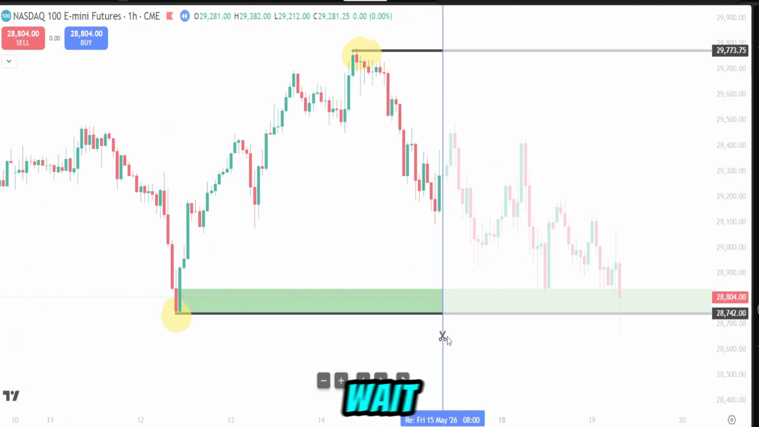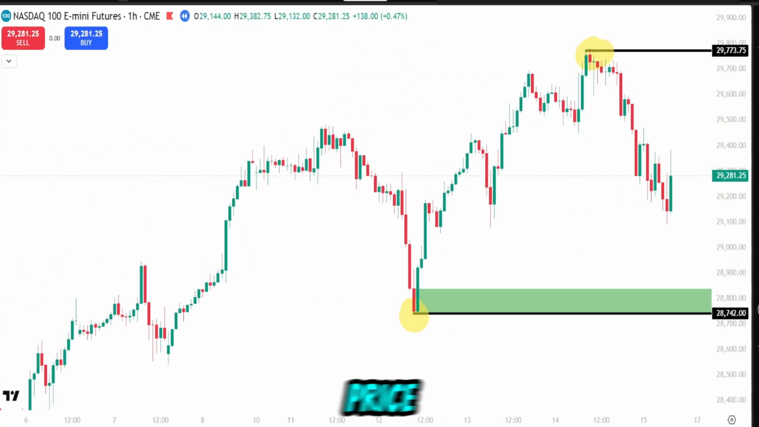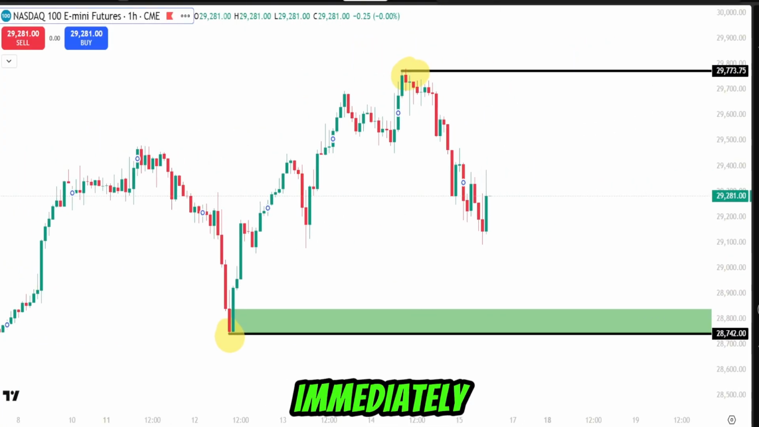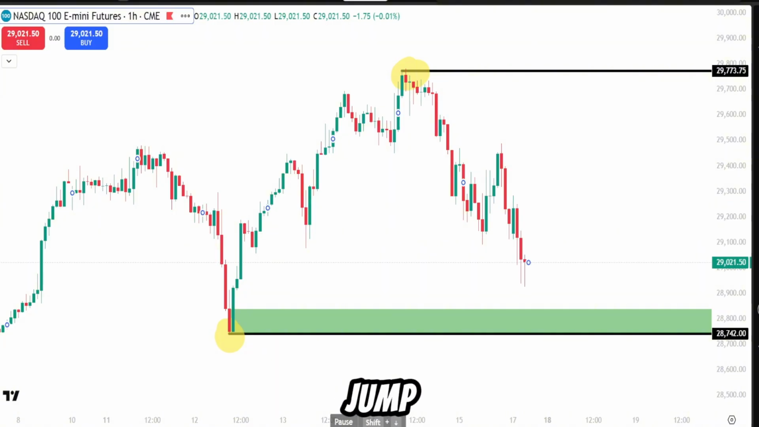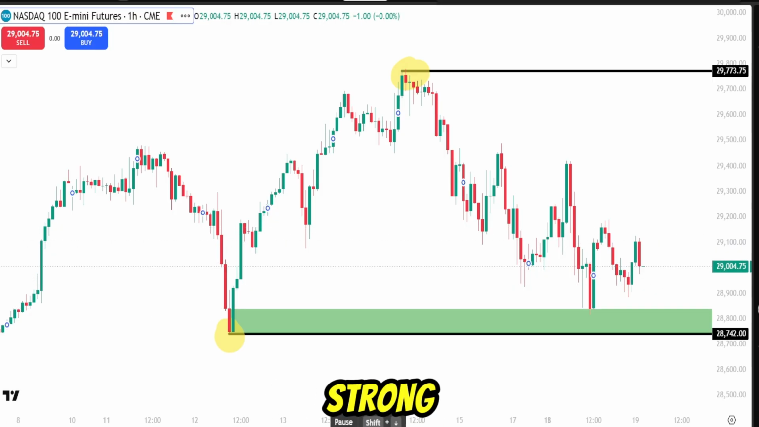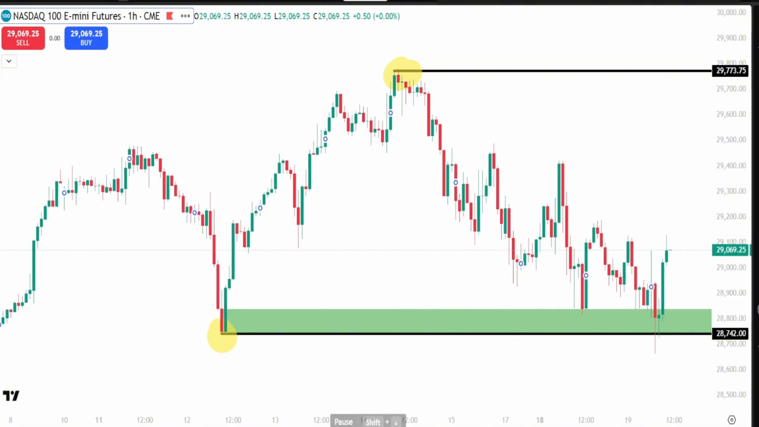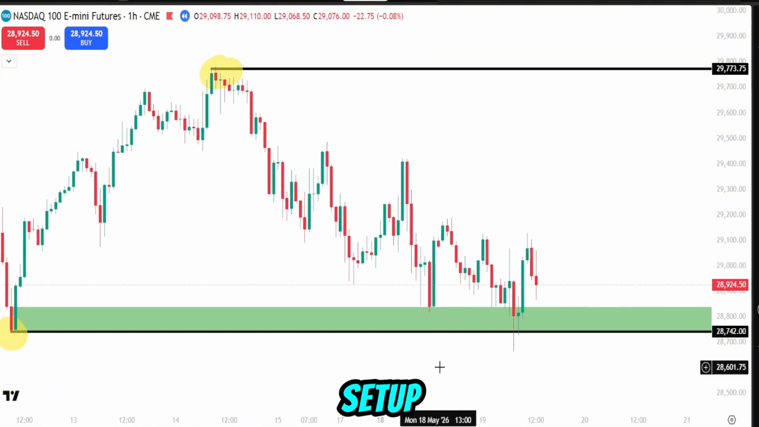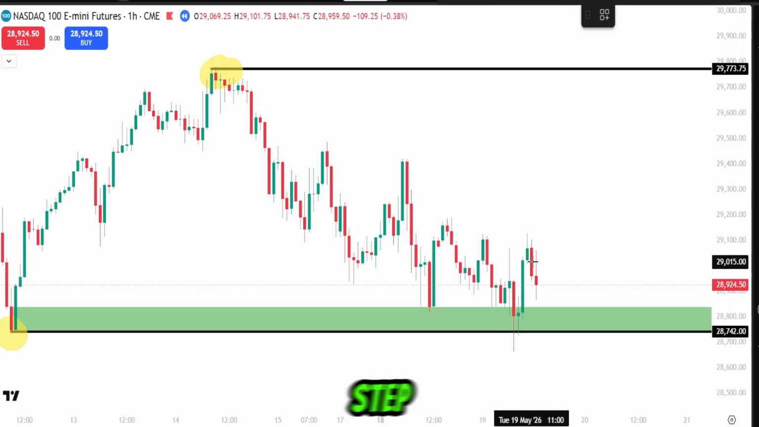Step 2. Wait for the sweep. You need to see price spike past your level and immediately start coming back. Don't jump in the moment it touches the level. Wait for the actual spike and reversal to happen. Step 3. Wait for the confirmation candle. Strong green candle for a bullish setup. Strong red candle for a bearish setup. Closing back inside the range. That's your entry.